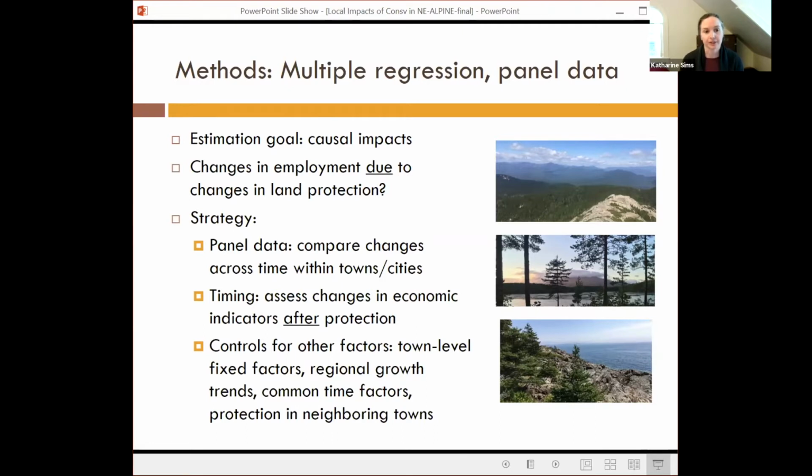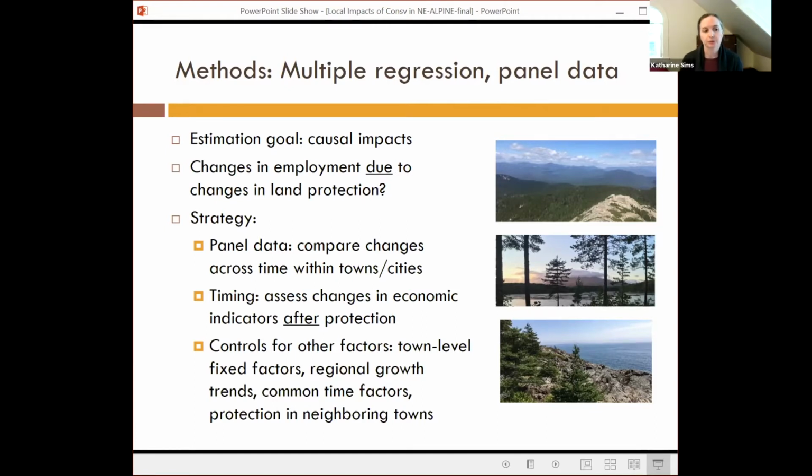We want to take out things that might be associated with more land protection, but also determine economic impacts on their own. So specifically, we're going to include town level fixed effects, which would control for factors that are unique to each town, but that would be fixed over time, like the overall wealth of a town or its proximity to the coast or lake features in that town.